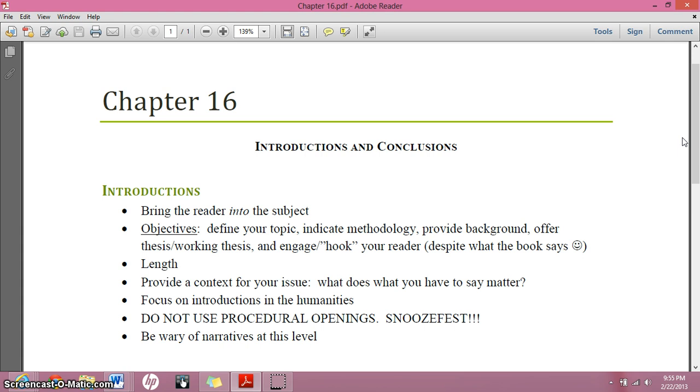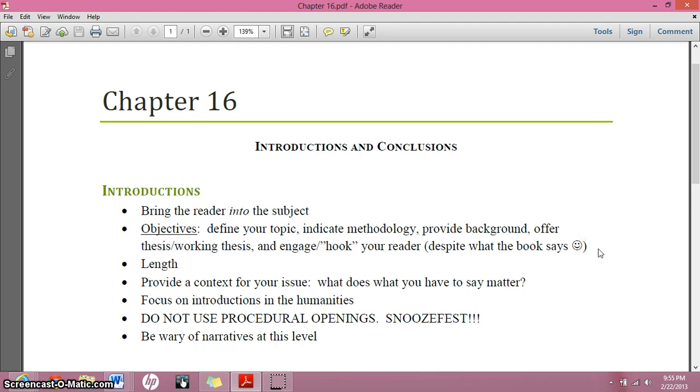I'm just going to go really quickly over the basic information that the textbook brings up because it's really good information. So make sure that your introductions bring your reader into your subject. And to do that, you want to meet these objectives. You want to define the topic. You want to indicate your methodology. You want to provide any background information that's essential for your reader to understand the context of your argument or whatever it is you're writing about. You want to give a thesis or a working thesis, and then you want to engage or hook your reader.